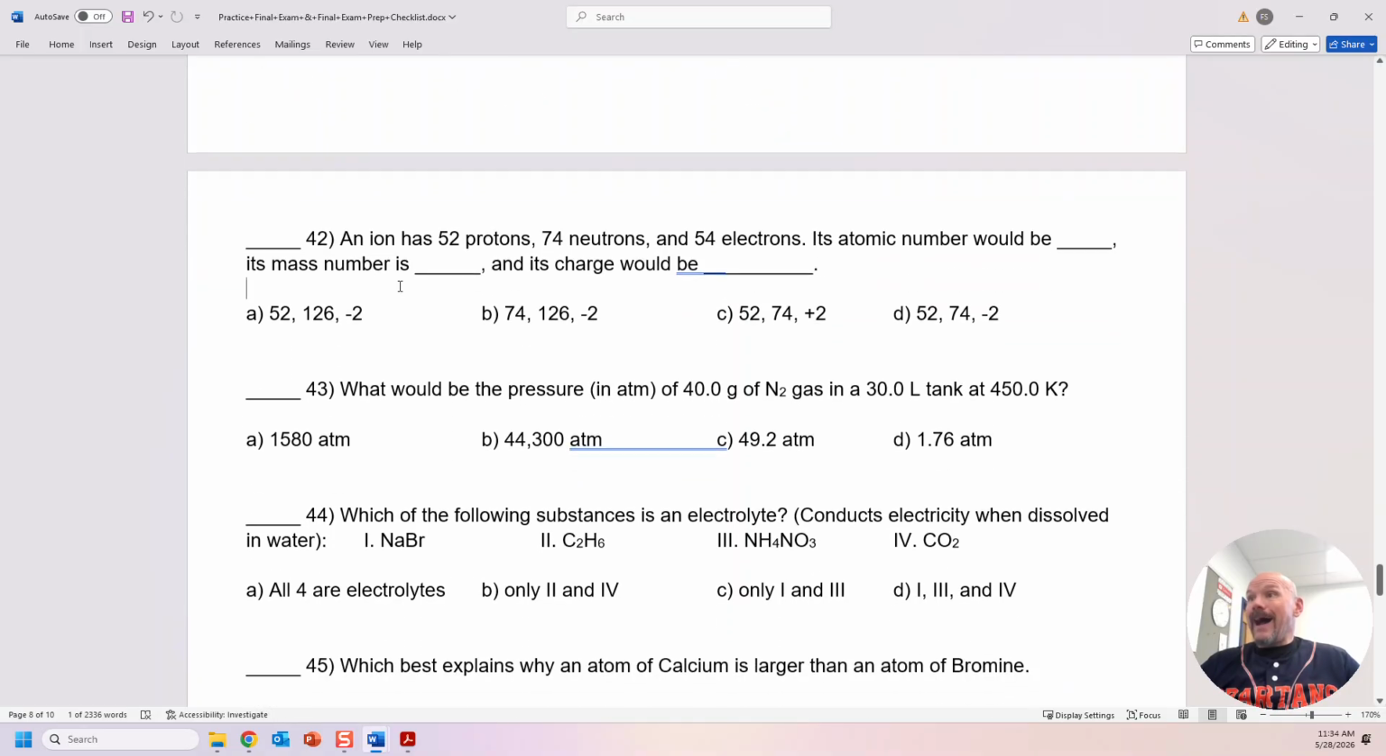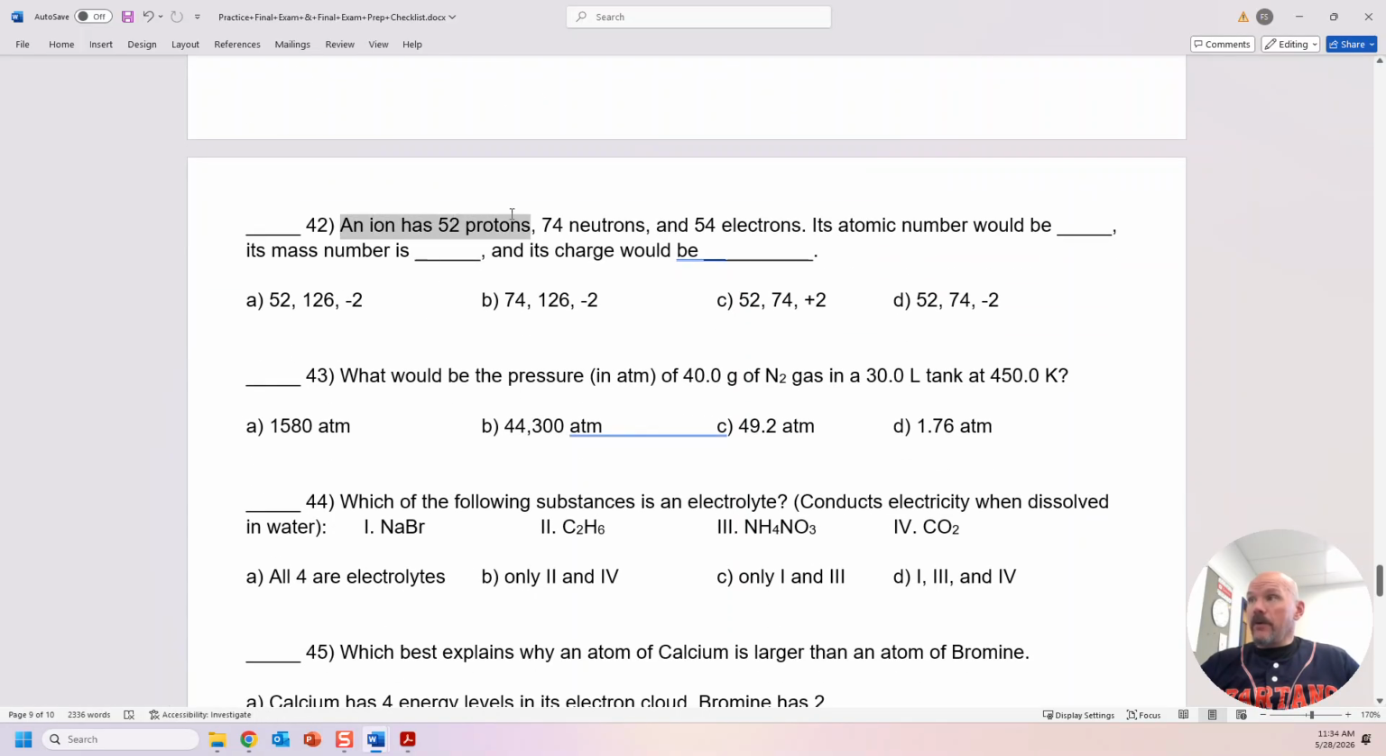All right. An ion, so they're telling you it's charged. And remember, when it's charged, that means you have a different number of electrons than protons. So we have 52 protons, 74 neutrons, and 54 electrons. So because we have more electrons, we know it's 2-. So we can eliminate choice C, right? It's not a +2 ion, it's a -2 ion. So this has the right charge, this has the right charge, and this has the right charge.